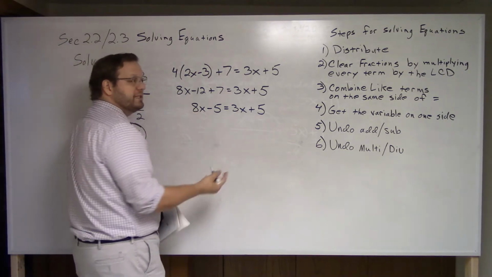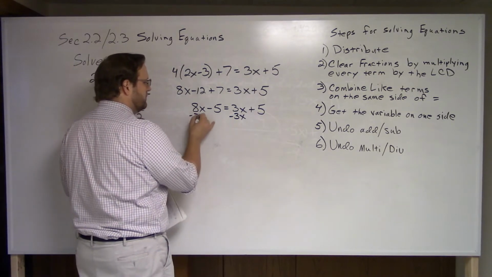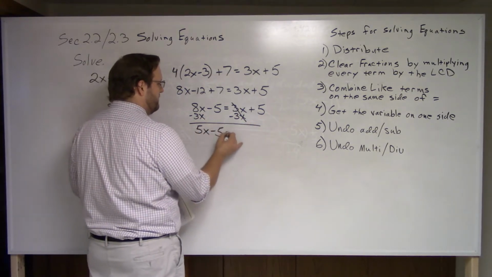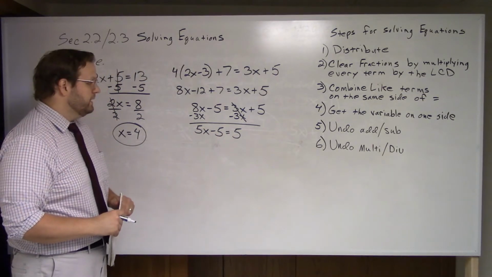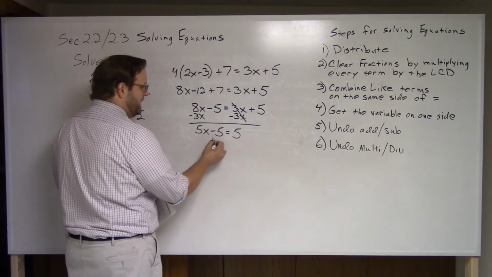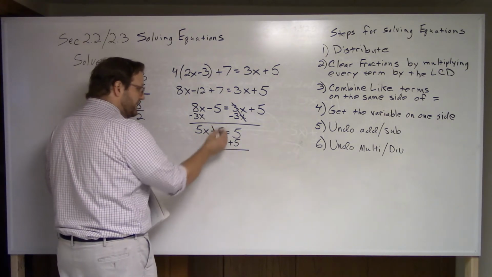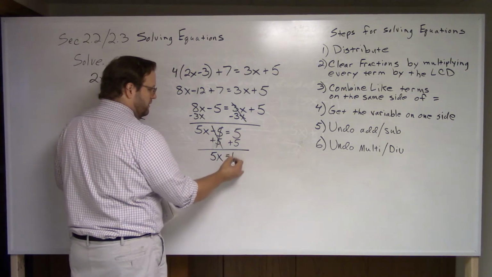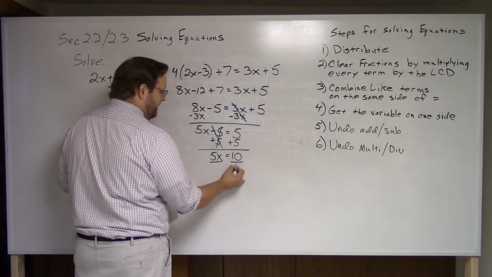If you want to bring the 8, that's fine, but then you're going to end up with a negative. So I'm going to subtract 3x to get 5x minus 5, and I bring down that positive 5. Next, I would undo this minus 5 by adding it. Those are opposites, so they cancel out to nothing. And I simply have a 5x and then a 10. Next, I'm going to divide by 5.